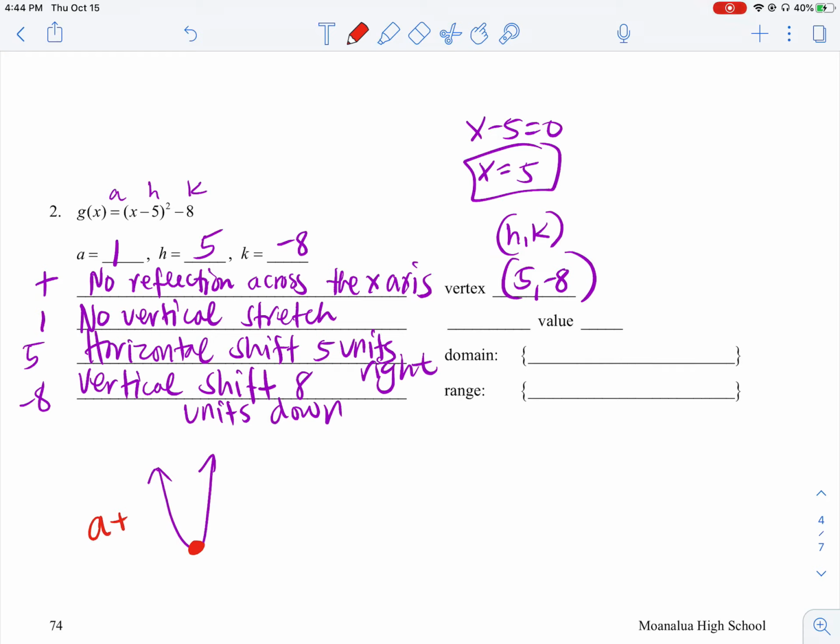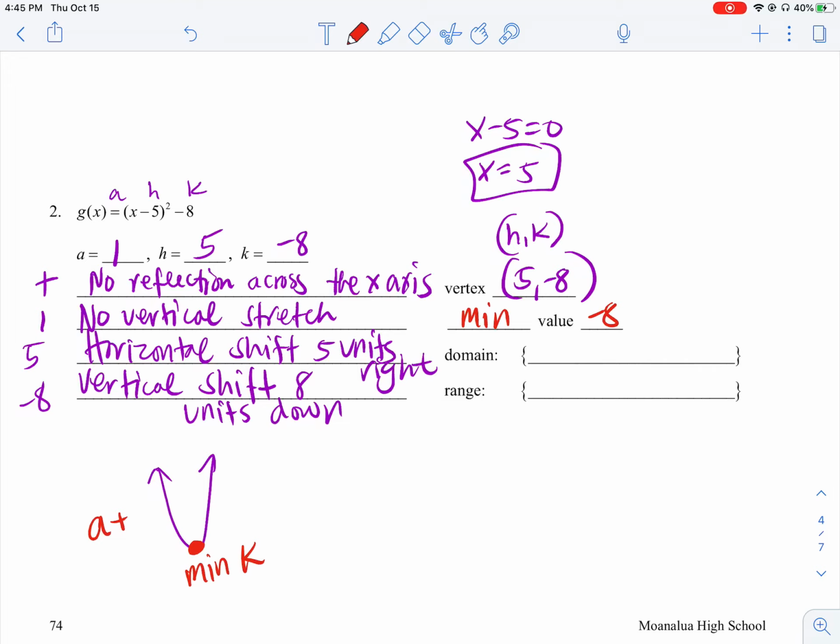And whenever our A is positive, we know our graph is facing up. And so because A is positive, we have a minimum value of K. What is our K? Negative 8. So we have a minimum value of negative 8.